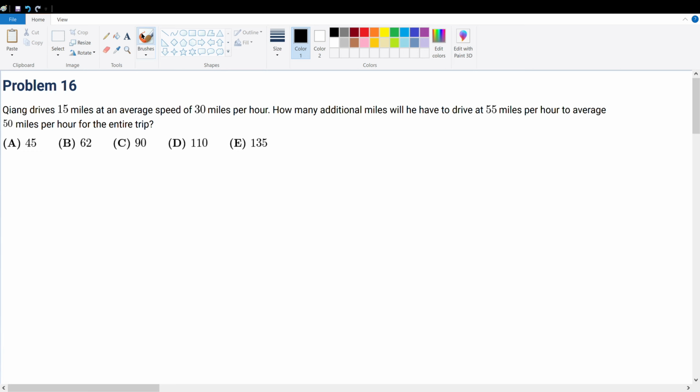Problem 16. Kwang driving 15 miles at an average speed of 30 miles per hour. How many additional miles must he drive at 50 miles per hour to average 50 miles per hour for the entire trip? So first of all, let's just model it out, right?